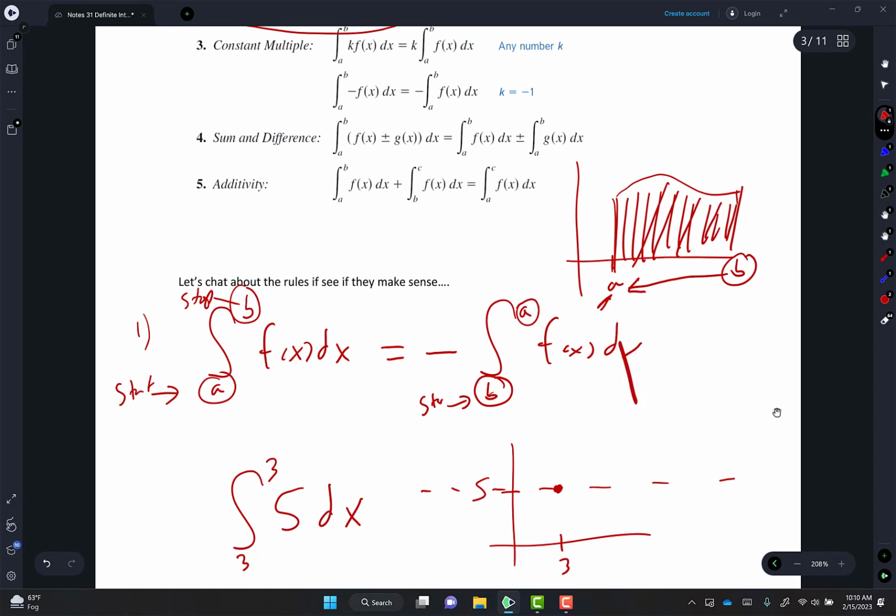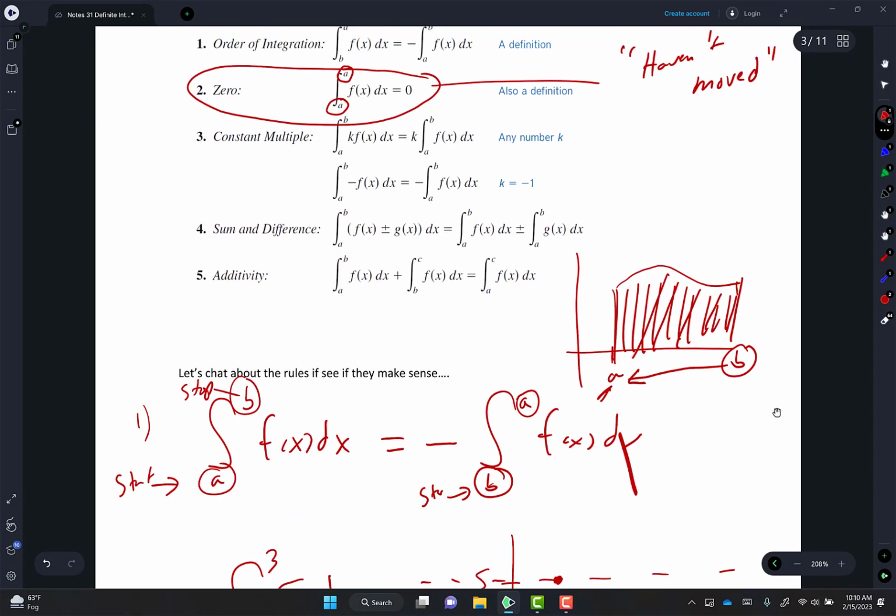Constant multiple. That's pretty basic, guys. I will tell you what that means. If you have something like a 5 in front of the f of x, it's just like limits. You can move it to the outside. We use that a lot, actually. So if there's a constant in front of the f of x, like a 3, you can move it to the outside.